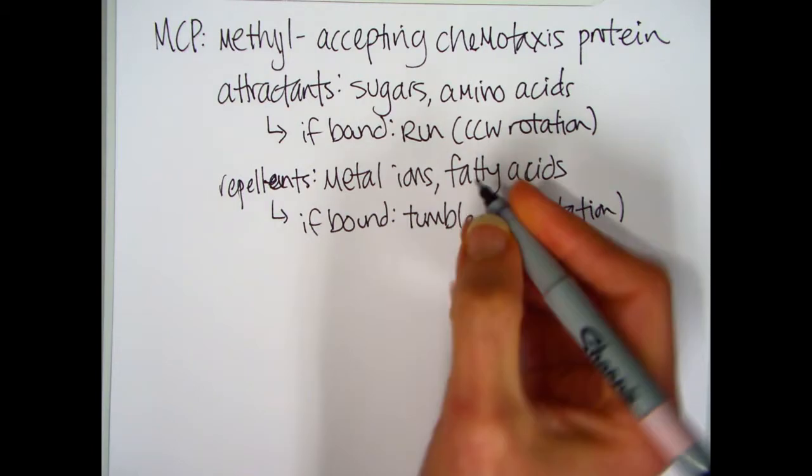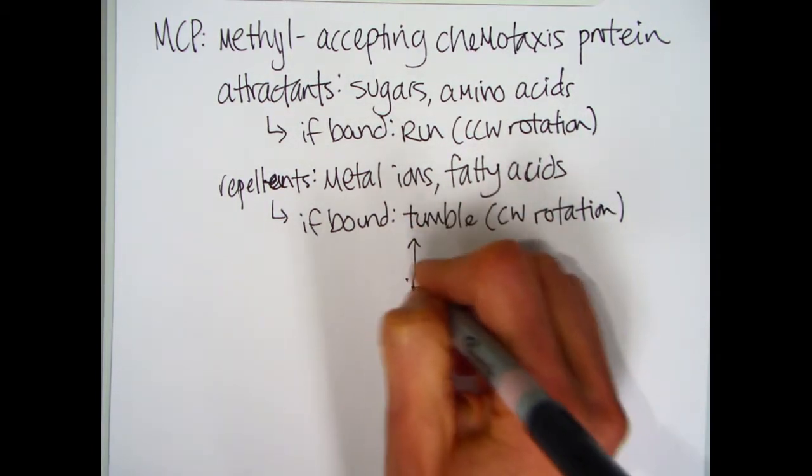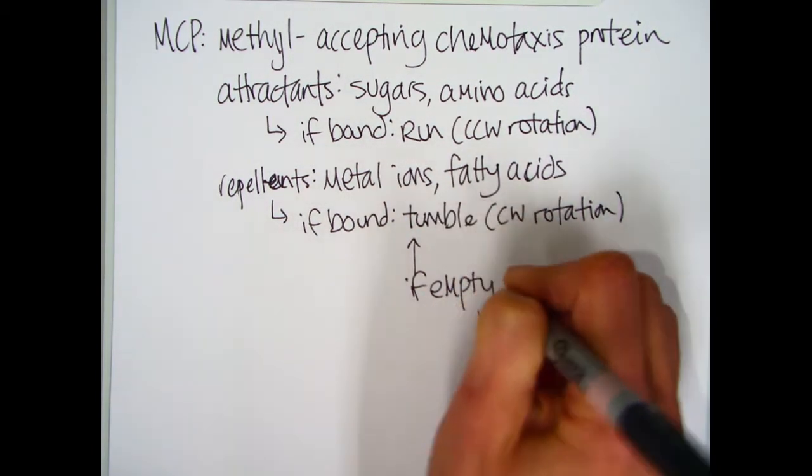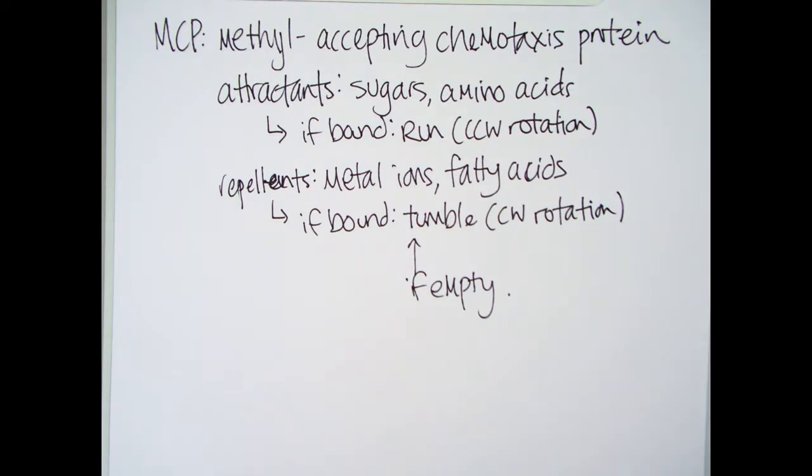If nothing is bound, if the MCP is empty, well, that's no good either because the cell has nothing to eat right then, and so the cell will still enter the tumble. If the MCP is empty, the cell is hoping, with air quotes, to move into a new random direction where there will be food.